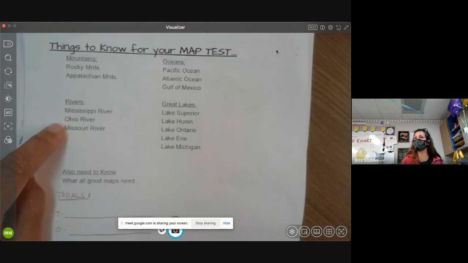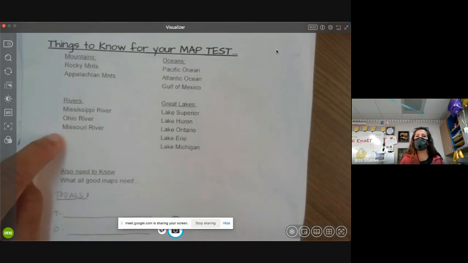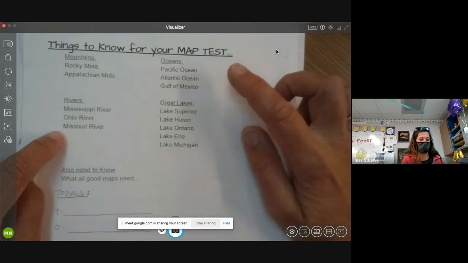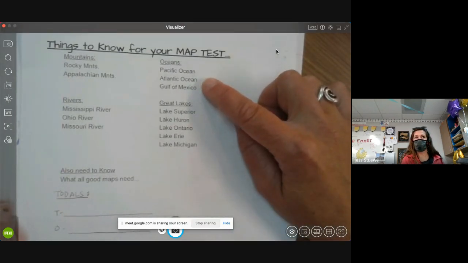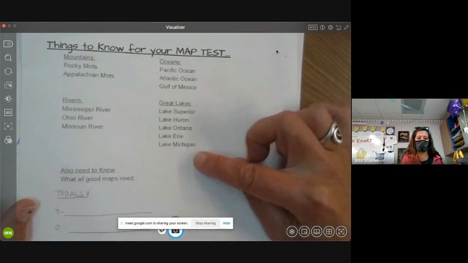Ohio River is named after the state it starts in. Ohio, okay? It becomes a full raging river in Ohio and dumps into the Mississippi River. Can you find the Missouri River? Maybe. Can you find the Pacific Ocean? Maybe. Can you find the Atlantic Ocean? Yes. Can you find the Gulf of Mexico? Can you name all the lakes?